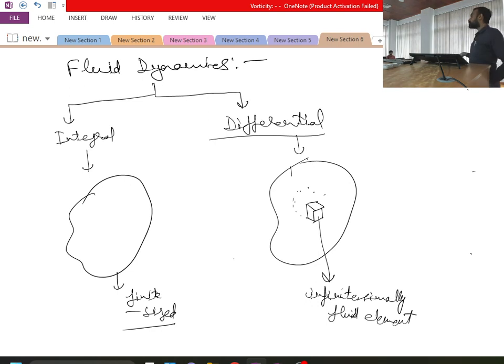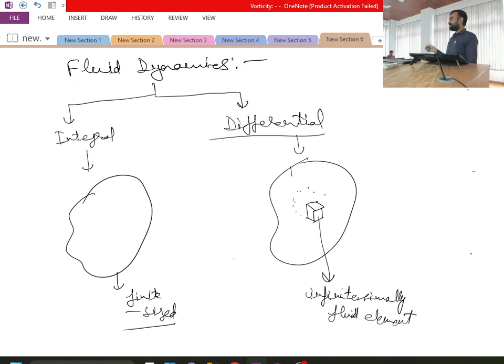Okay, so in case of the differential approach, we try to consider the variations at each and every point within the flow. So whatever solution we obtain will also give us the values of flow parameters at each and every point within the flow grid. So this is a more involved approach, but the issue with this approach is that it is very complex to solve.